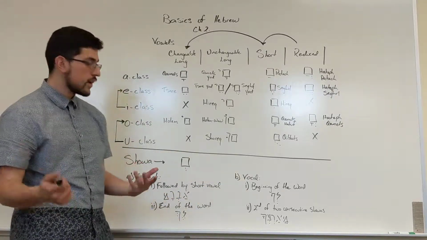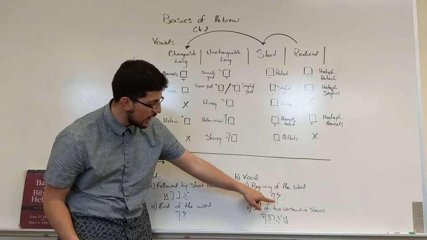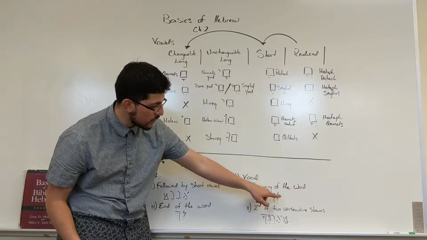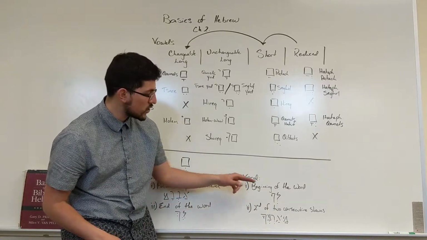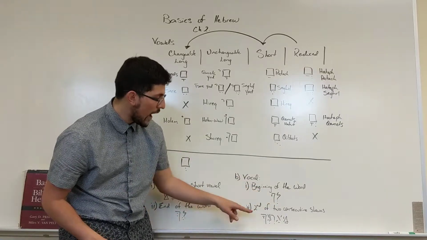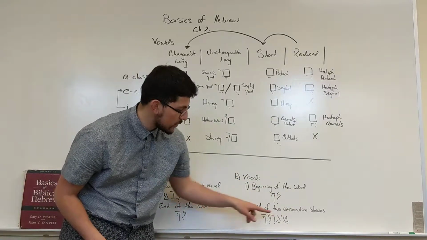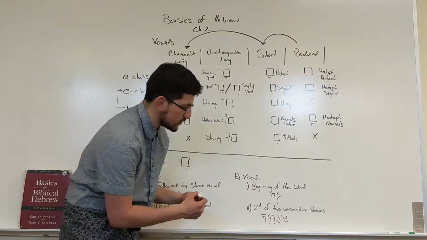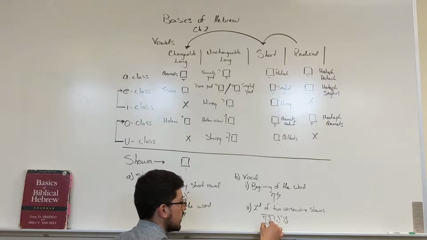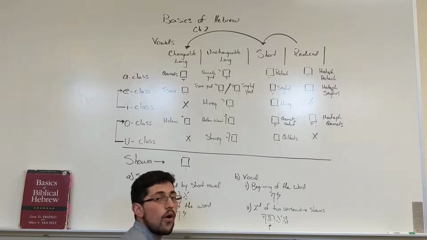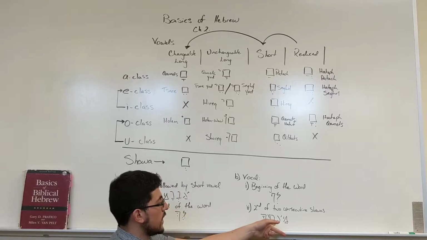So it's either at the beginning of the word. So for example, here we have the word lecha. Here at the beginning of the word, the sheva is vocal. Or after two consecutive shevas. When there are two consecutive shevas, the second one, so this one right here, is vocal. Now, the first one is silent.